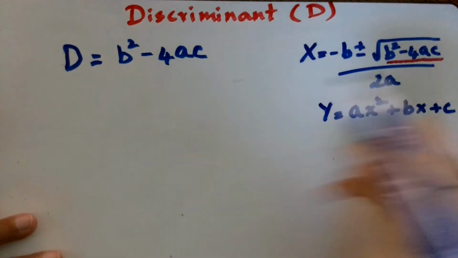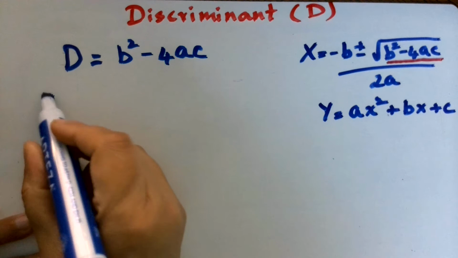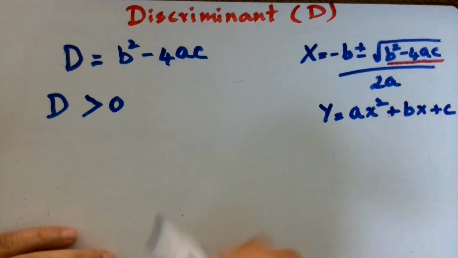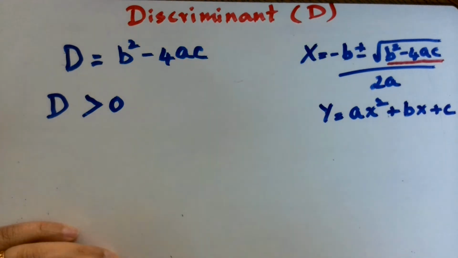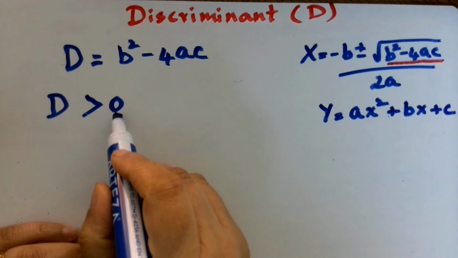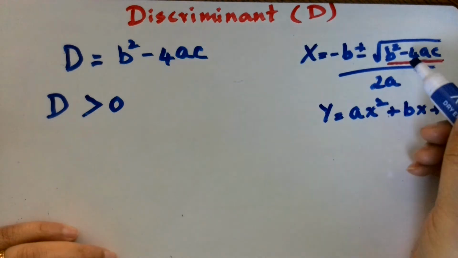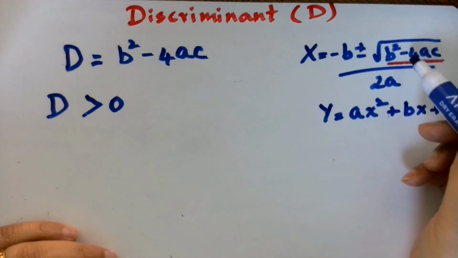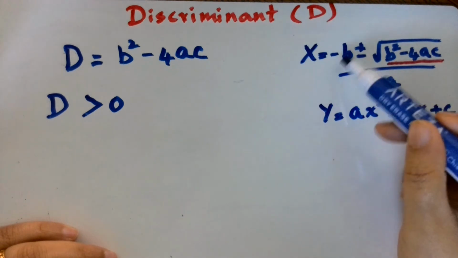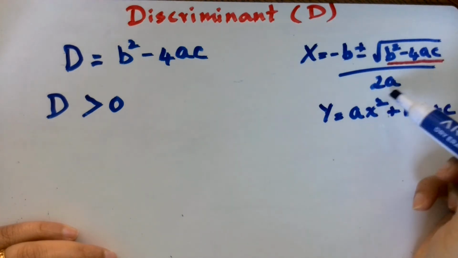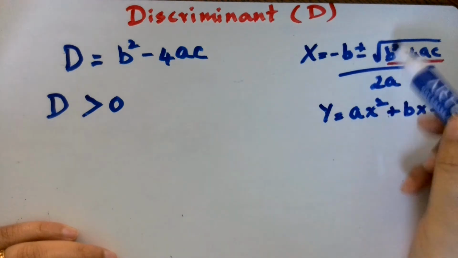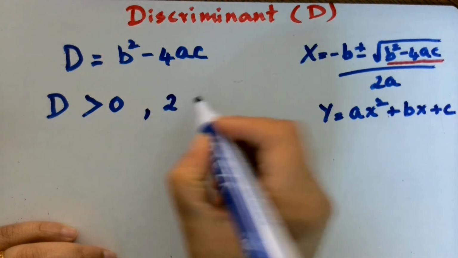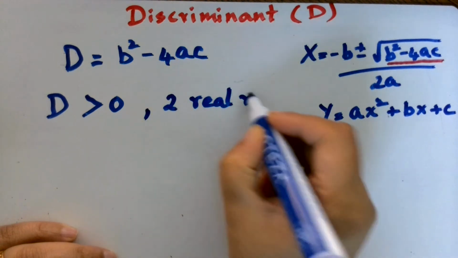Now let's say you find out the value of b square minus 4ac, and that discriminant is greater than 0. After you simplify, you end up with a positive number greater than 0. Now if you get a number that's greater than 0, you will get two real roots, because the square root of a positive number is real, and you will end up with negative b plus square root of that number divided by 2a, and negative b minus square root of that number divided by 2a. So if discriminant is greater than 0, you get two real roots.